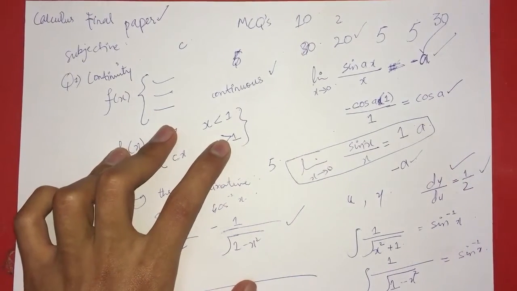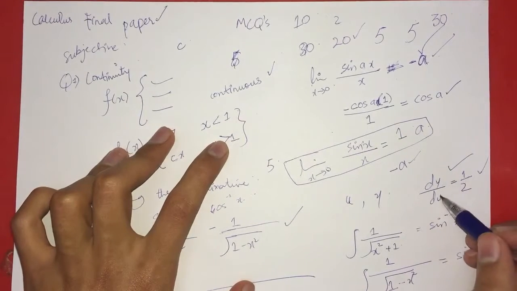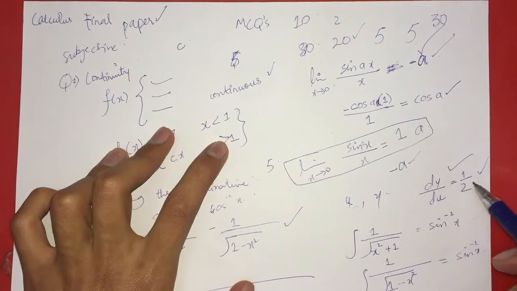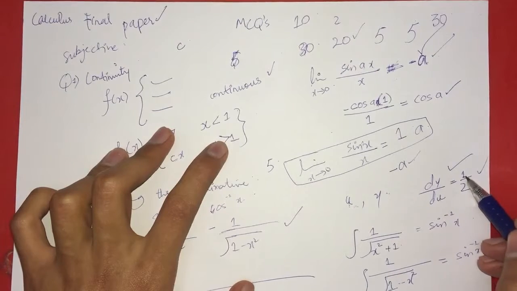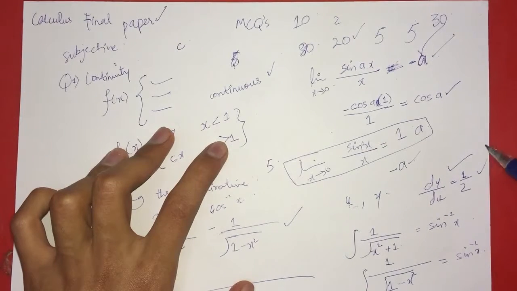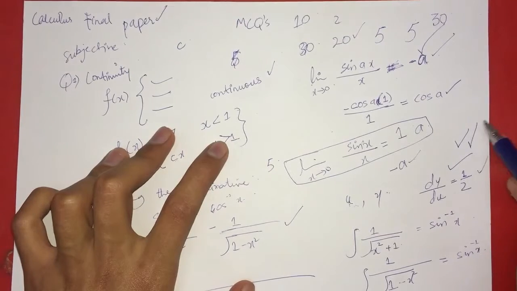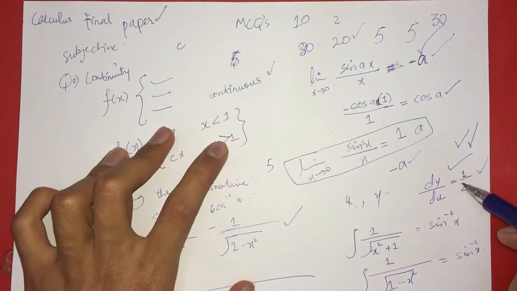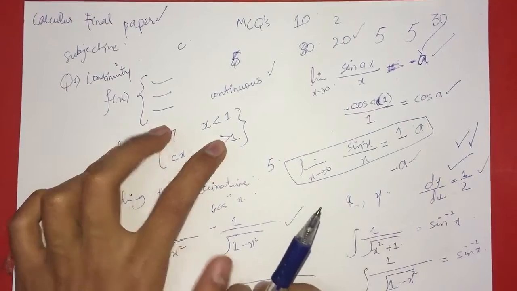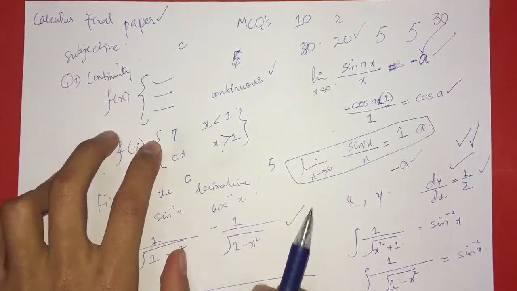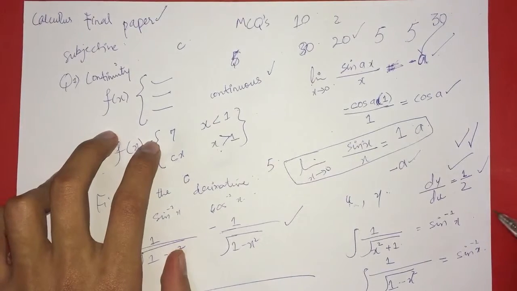The second one which I got wrong was the derivative of dy by du, where y and u were given in the question, and I thought that was 1 by 2. If it's 1 by 2, you have to take true, and if it was false, you had to take false. I thought it was true. I took true, and it was false in my case. So that was the second one that I did wrong.